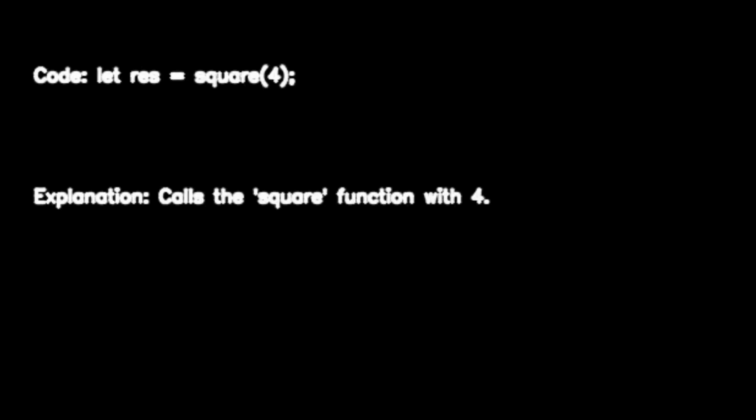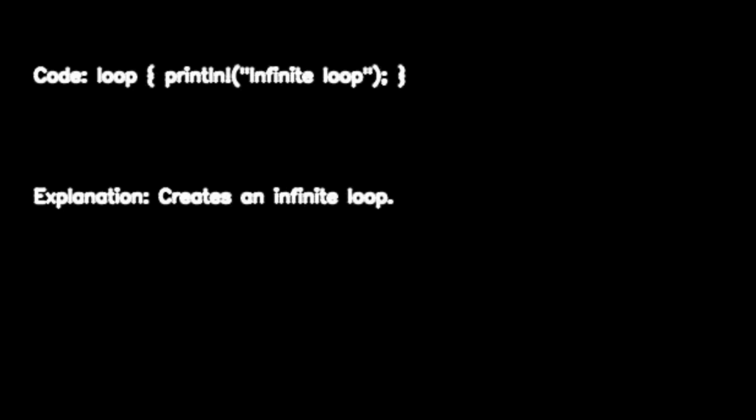Code. let res = square(4); Explanation: calls the square function with 4. Code. let mut n = 5; let r = &mut n; Explanation: creates a mutable reference to a variable. Code. loop { println!() } Explanation: creates an infinite loop.